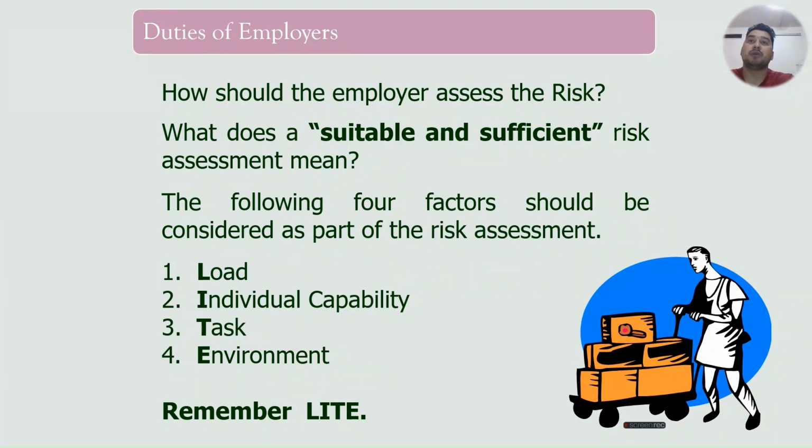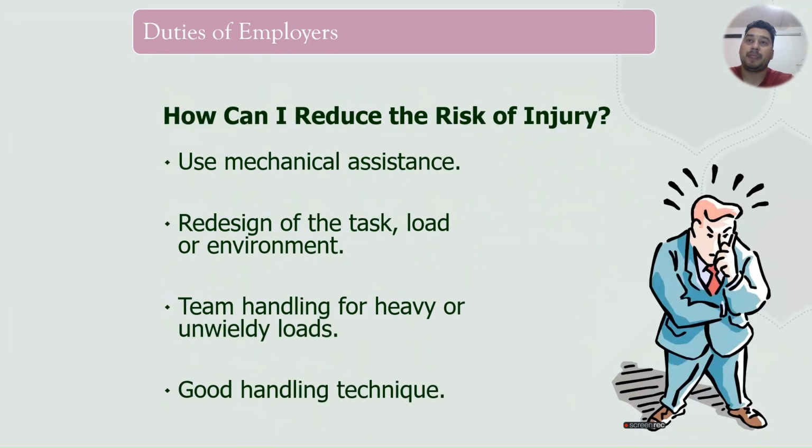Duties of employers. How should the employer assess the risk? What does a suitable and sufficient risk assessment mean? The following 4 factors should be considered as part of the risk assessment. Whenever you are doing any risk assessment related to manual handling, always remember load, individual capability, task, environment. So you can remember LITE: L as load, I as individual, T as task, E as environment. We will discuss these 4 parts in a very detailed way later on.